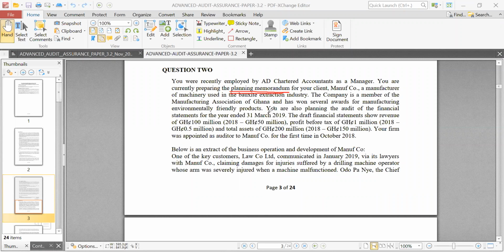Another thing we need to note here is that you are also planning the audits of the financial statements, right? And now your firm has been appointed for the first time in October 2018.